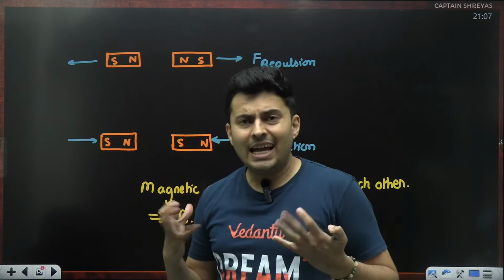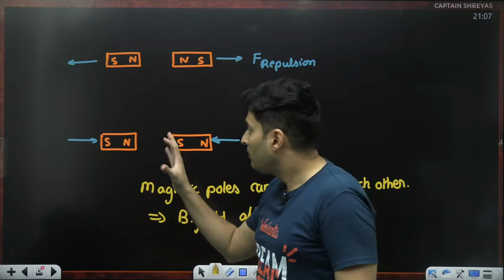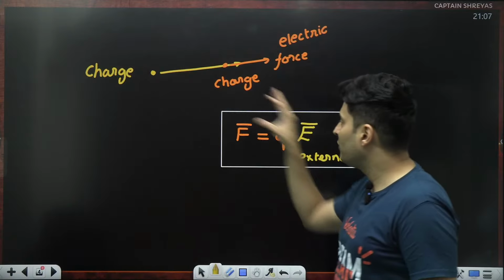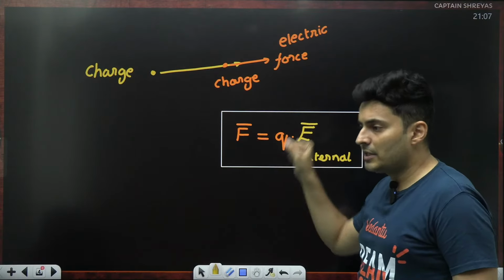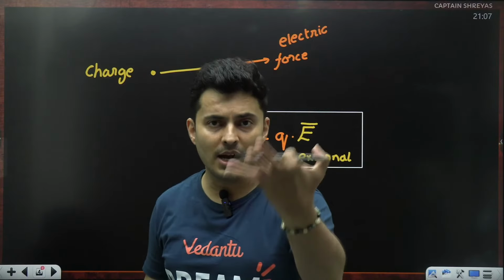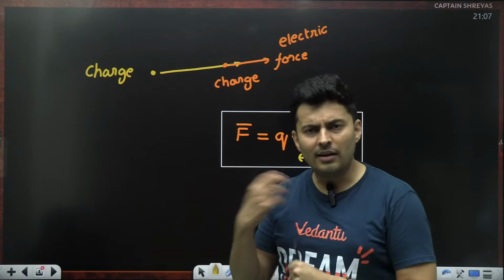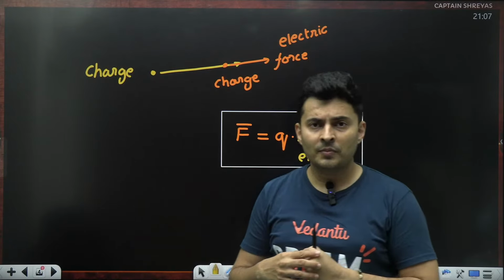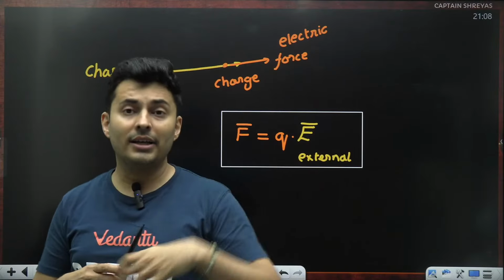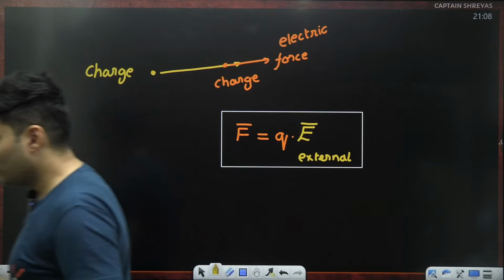But can a magnetic field affect charges? A magnetic field can affect magnetic poles. An electric field can affect electrical charges. A gravitational field can affect gravitational mass, basically mass. But can a gravitational field affect electrical charge? Can an electric field apply a force on gravitational mass? It will be like an error 404.